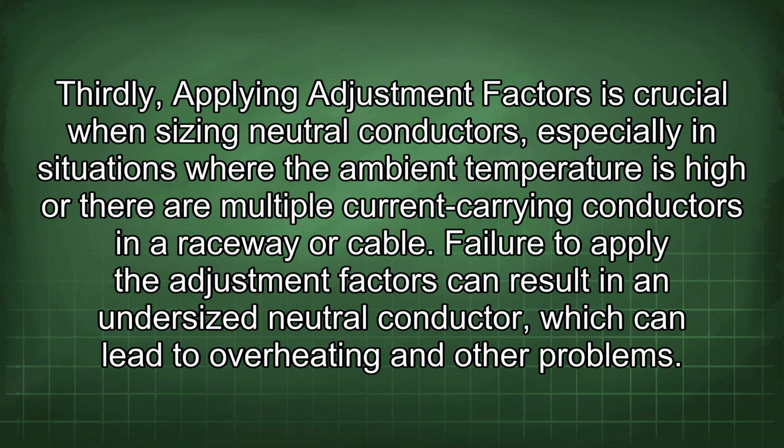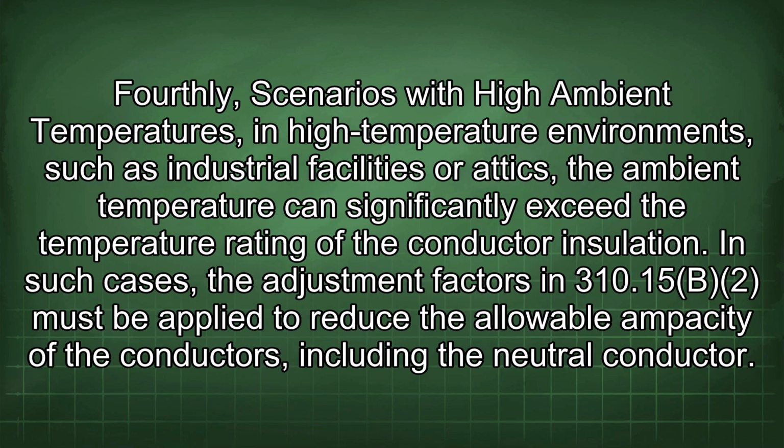Thirdly, applying adjustment factors is crucial when sizing neutral conductors, especially in situations where the ambient temperature is high or there are multiple current-carrying conductors in a raceway or cable. Failure to apply the adjustment factors can result in an undersized neutral conductor, which can lead to overheating and other problems. Fourthly, scenarios with high ambient temperatures. In high-temperature environments, such as industrial facilities or attics, the ambient temperature can significantly exceed the temperature rating of the conductor insulation. In such cases, the adjustment factors in 310.15(B)(2) must be applied to reduce the allowable ampacity of the conductors, including the neutral conductor.